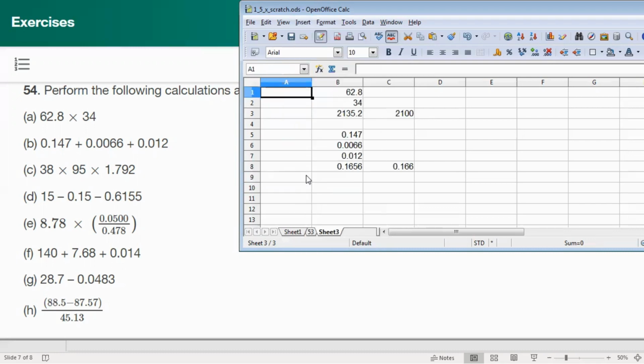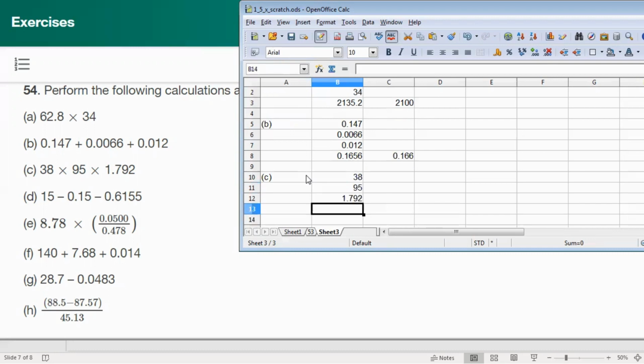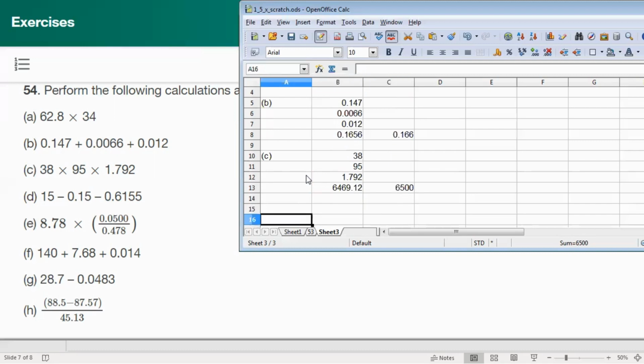So this is A, this is B, C is 3895, 1.792. So I'm going to multiply all three factors, that times that times that. The least number of significant figures, they didn't want it in scientific notation, is 2, so I say 65, like that. 6,500.